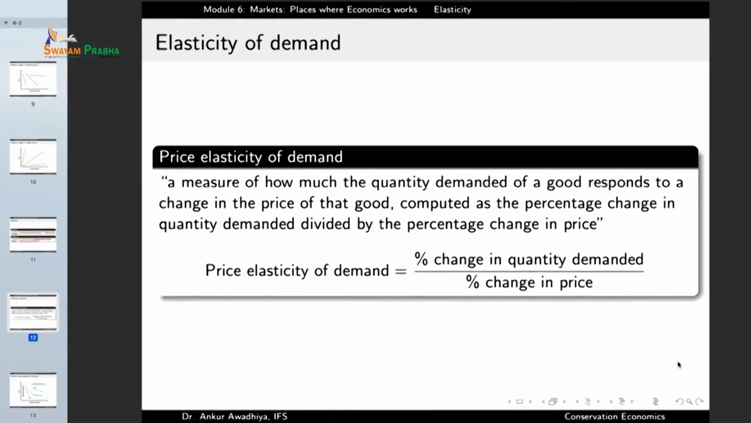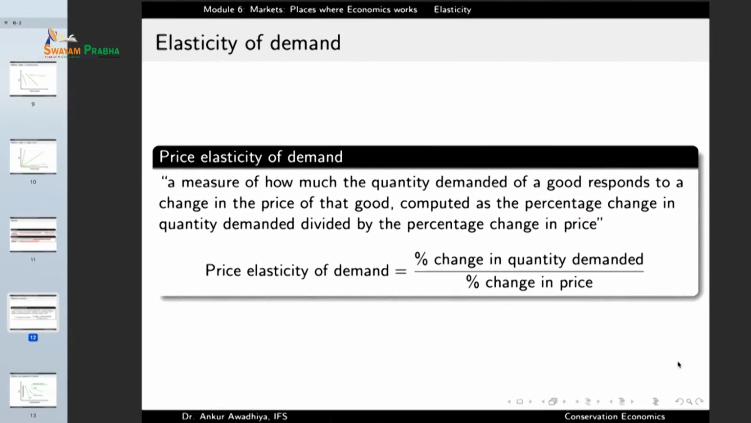That is, if earlier you were buying 30 kgs of rice, and because of an increase in price you are reducing your consumption, will it reduce from 30 to say 29 kgs, or will it reduce from 30 kgs to 10 kgs? What is the magnitude? So we are looking at what is the direction of change. Is it increasing or is it decreasing? And the magnitude. By how much is it increasing or decreasing?